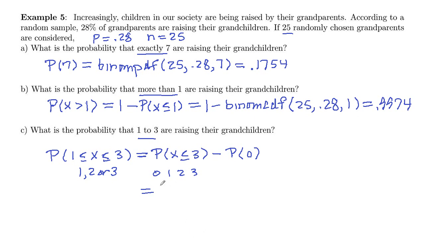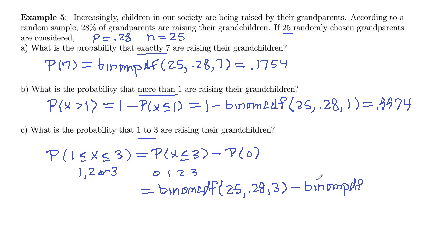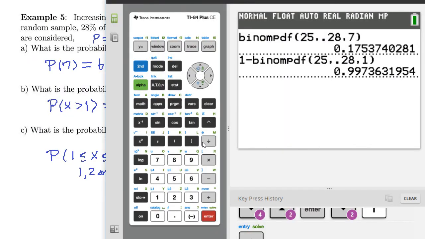So less than equal, that's going to be binomial CDF. So binom CDF. 25 is our total. 0.28 again. And X is equal 3, less than equal 3. And then for the probability X equals 0, that's an equal, so we'll use binomial PDF. PDF for equal, CDF for less than equal. 25, 0.28 and 0. So let's go ahead and enter that in the calculator.